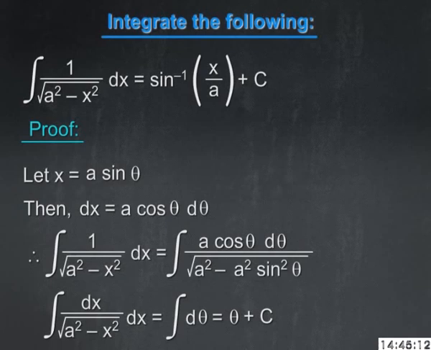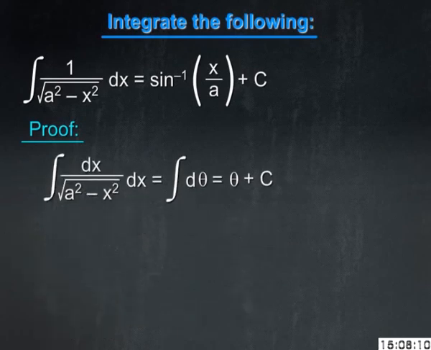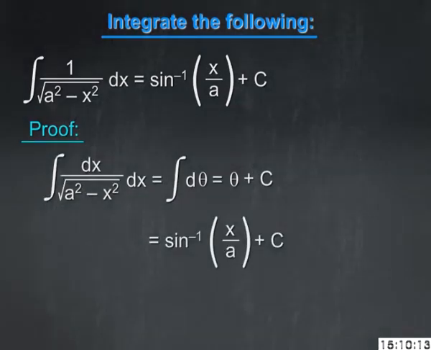On cancellation, it is equal to integral of 1 with respect to theta, so it is equal to theta plus c, where c is the constant of integration. So it is further equal to sine inverse of x upon a plus c. Therefore, integral of 1 upon square root of a square minus x square with respect to x is equal to sine inverse of x upon a plus c.